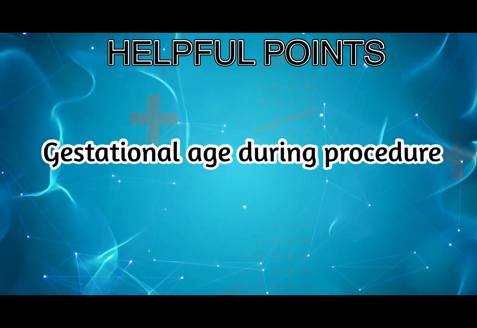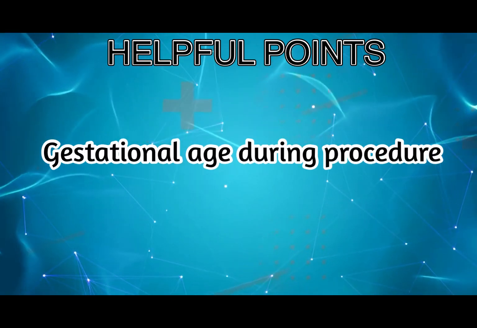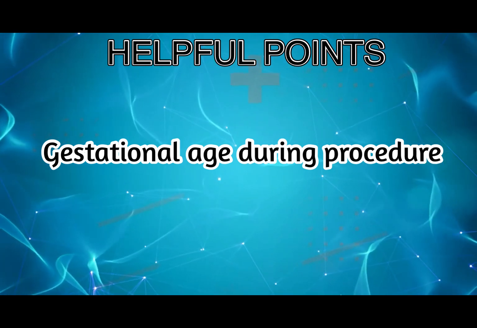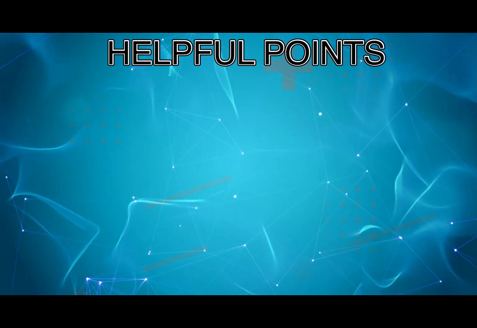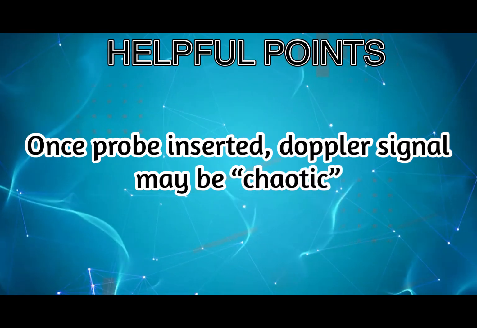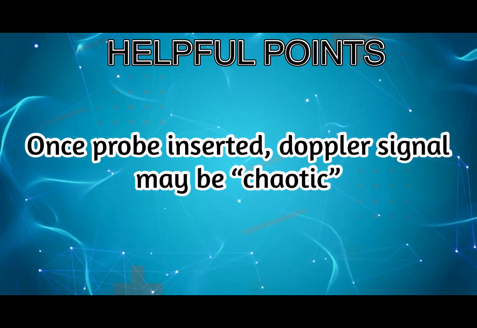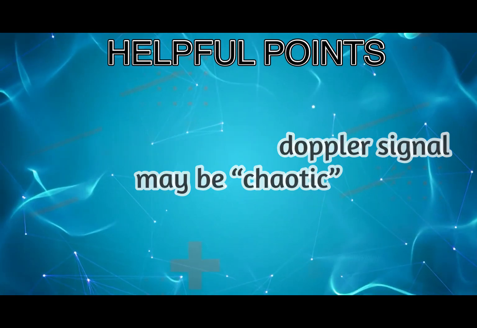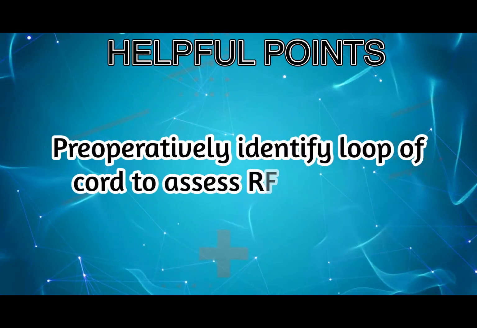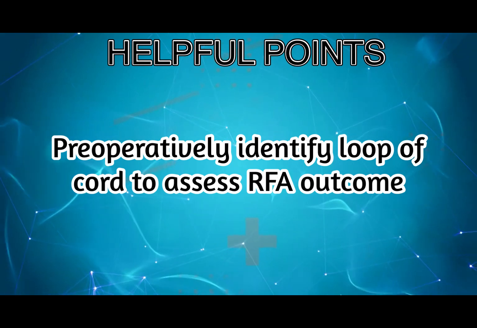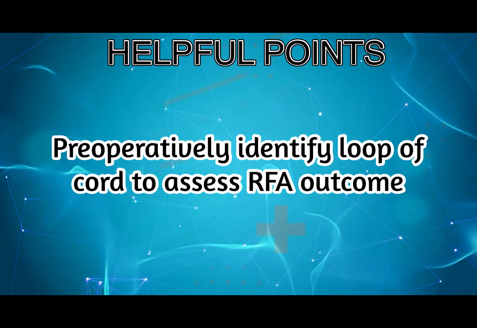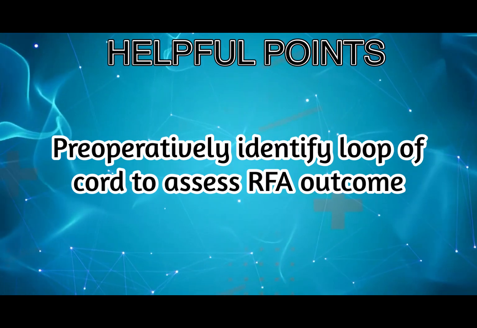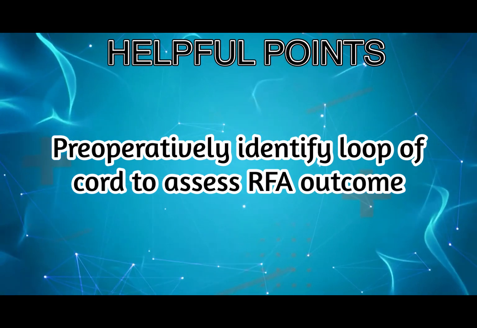The procedure is usually done after 16 weeks, although there are some reports of it being used as early as 13 weeks without increased complications. Once the RFA needle is inserted, there may be chaotic artifacts on the Doppler, which can be confusing in inexperienced hands. Preoperatively, it's best to identify a loop of cord for assessment of completion of the procedure, because some fetuses, such as in our case, do not have a fetal heart pulsation to begin with for you to check on.